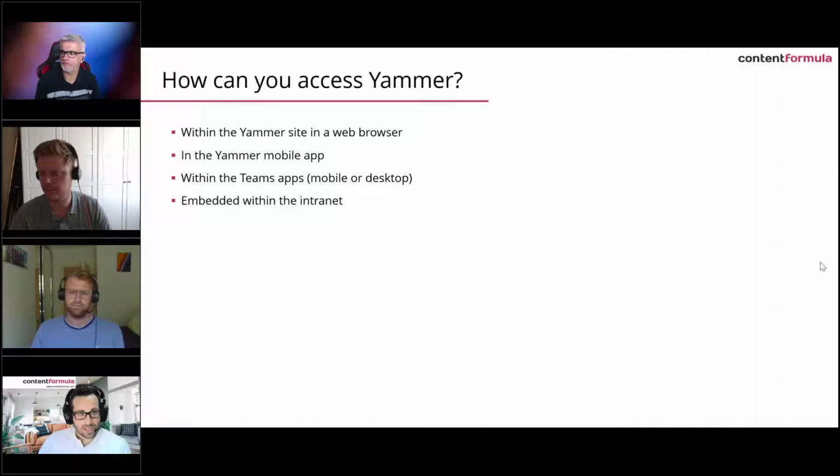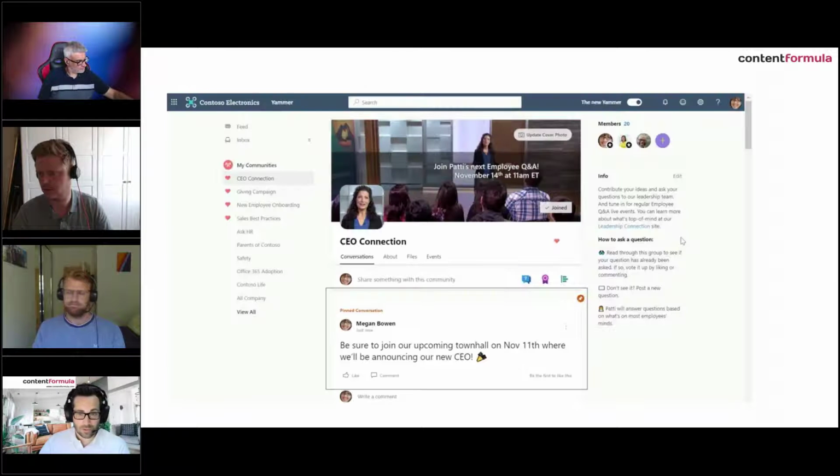And what about accessing Yammer? So how can your employees access Yammer? Where can you reach them? Looking at it from the other angle, where can you reach them with Yammer content? There's 4 main places really. There's Yammer itself, the site in the web browser, the mobile app, within the Teams app, and or embedded in the intranet itself. So if we go to the next slide, let's look at the first one of those.